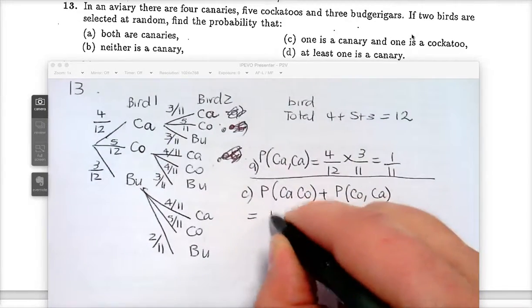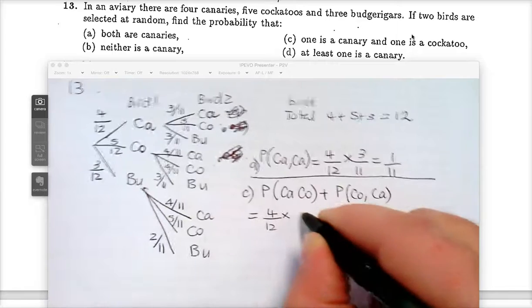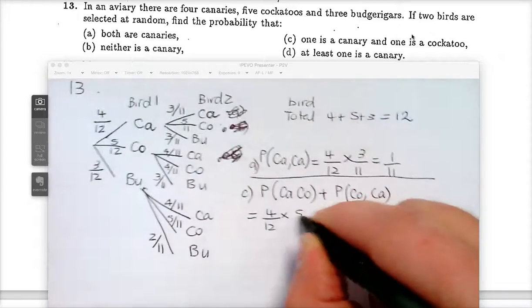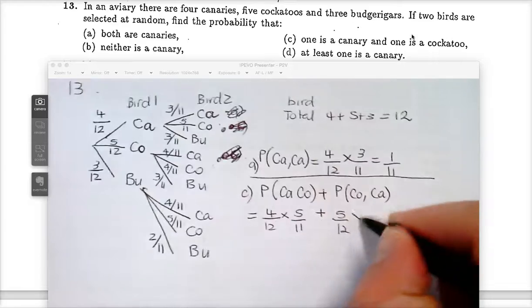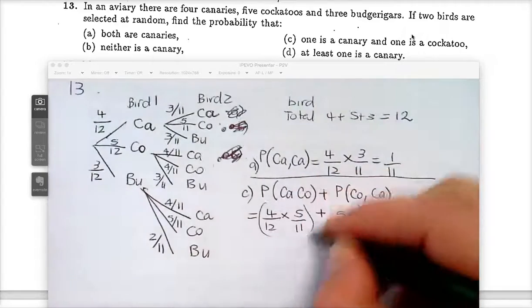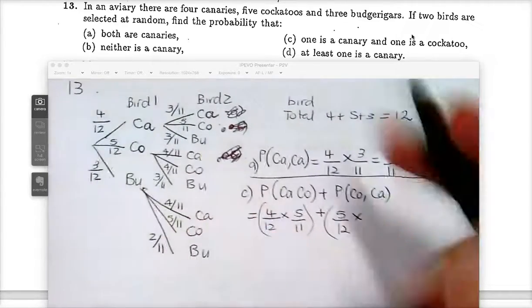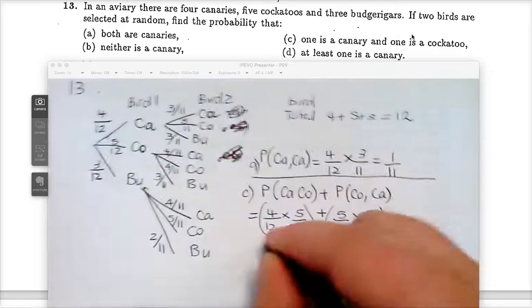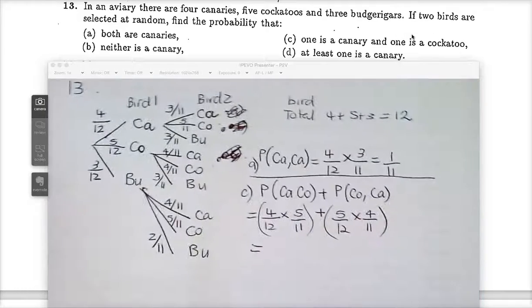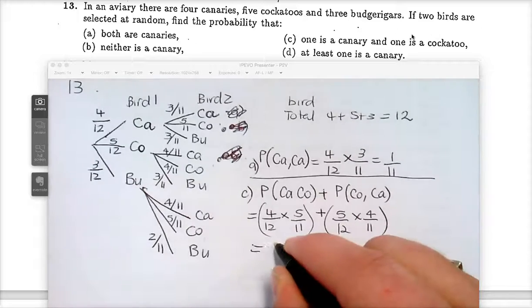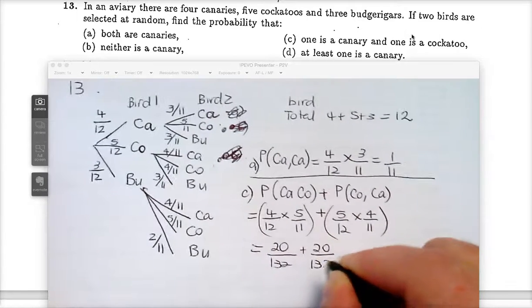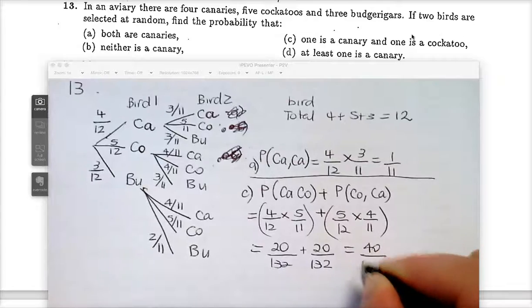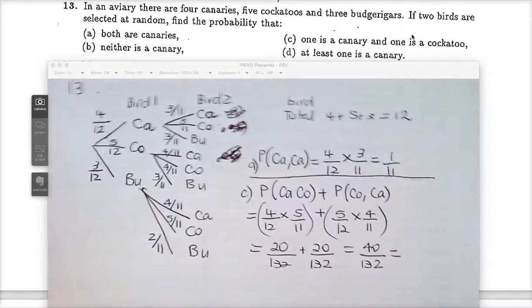Canary, 4/12 times cockatoo, 5/11 plus cockatoo is 5/12 times what? Canary, 4/11. Girls, you're going to get the same thing for both. Numerators are both 20, denominators are both 132. So it's 20 over 132 plus 20 over 132, which is 40 over 132, which I think they're both divisible by 4.